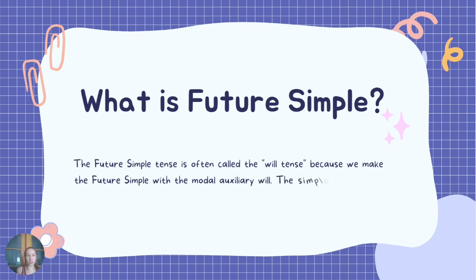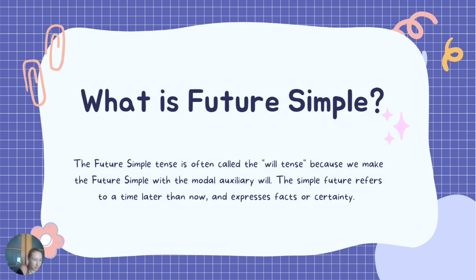So the best explanation that I found is really easy. The future simple tense is often called the will tense because we make the future simple with the modal auxiliary will. Auxiliary verb, what is it? It comes from the Latin. Yes, of course, if you don't know Latin, it's just no problem. Auxiliary verb, it's the verb that we use. Instead of this, we can say helping word, the verb that can help us in our tenses.